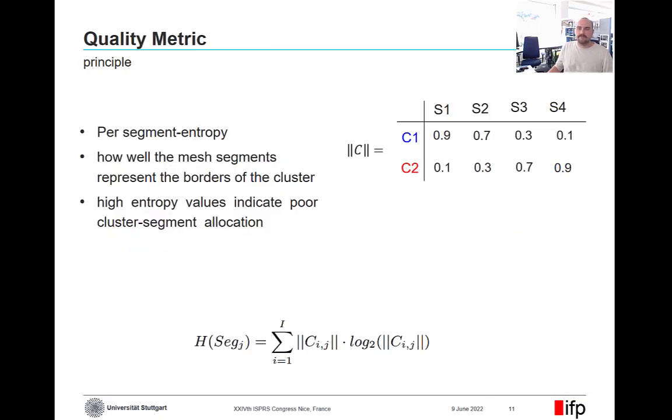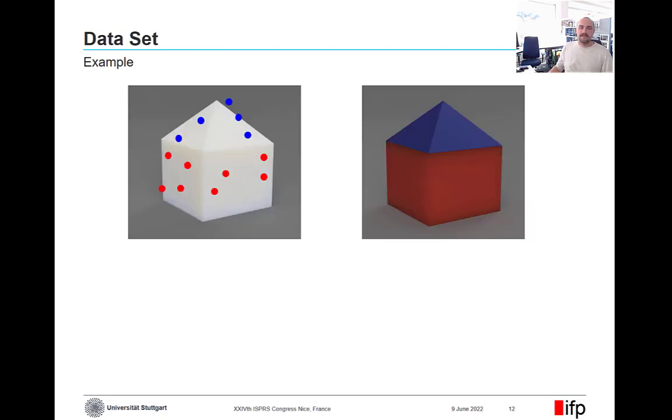As a quality metric that gives us a grasp of how well the mesh segments represent the borders of the cluster, we use the per segment entropy, so basically the entropy for each of the columns here in this matrix. And a high entropy value hereby means that the cluster to the segment allocation is not very clear. So this was our pipeline, and we want to apply this now to an actual site.